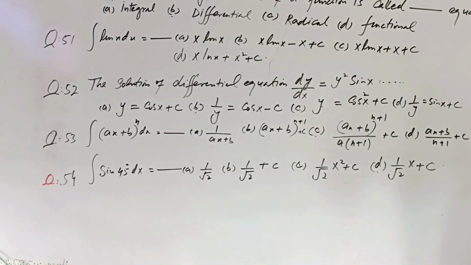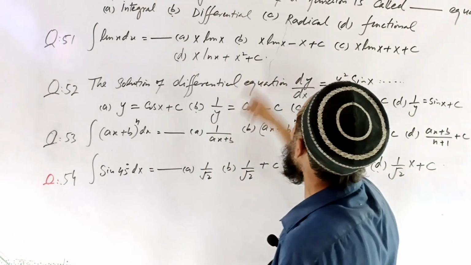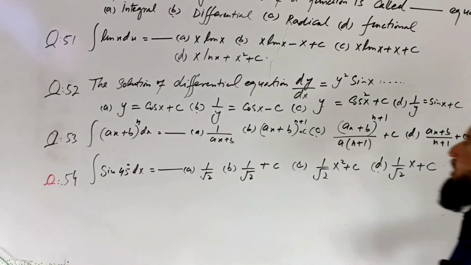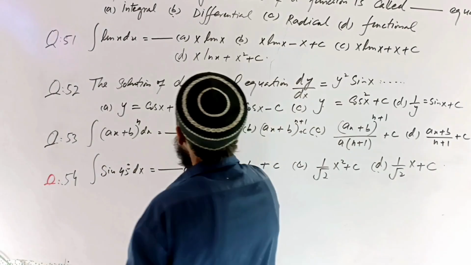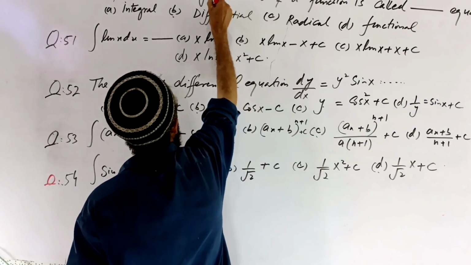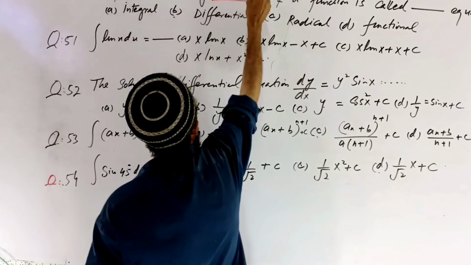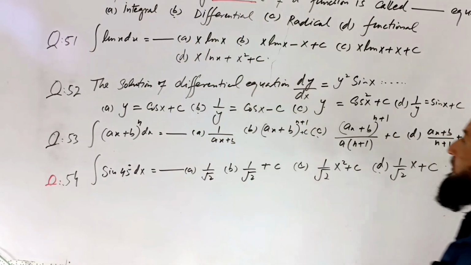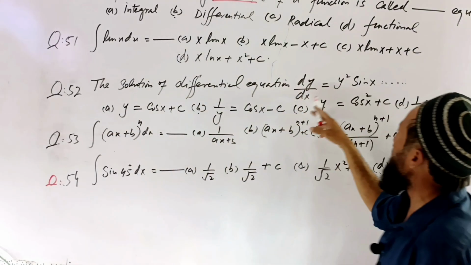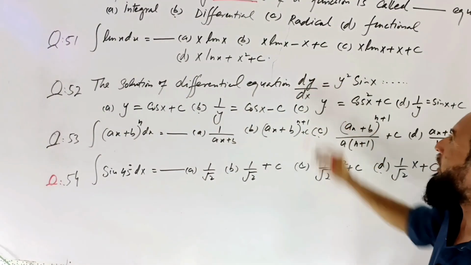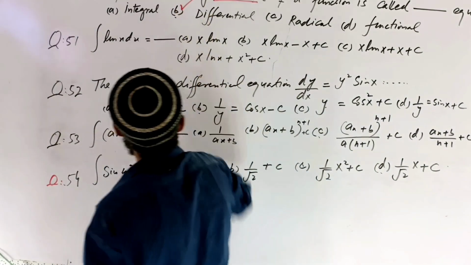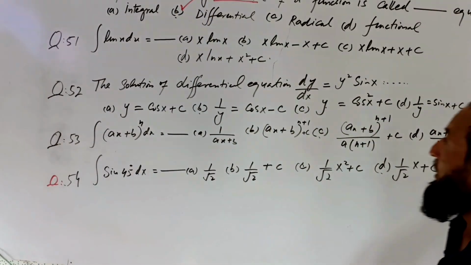Question 50: an equation involving derivatives of a function is called a differential equation. Those types of equation which involve derivatives, like dy by dx. For example, in question number 52, dy by dx equals y square. This type of equation is called a differential equation. So answer B is the correct option.